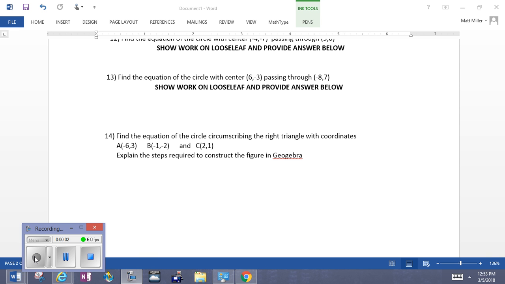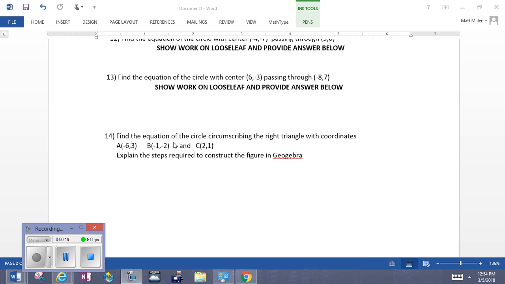Yeah, guys, we're going to come back. We're going to take a look at this problem number 14. Now, 14 says find the equation of the circle that circumscribes the points here, which define the points of a right triangle.